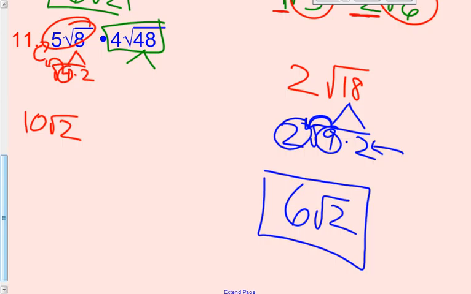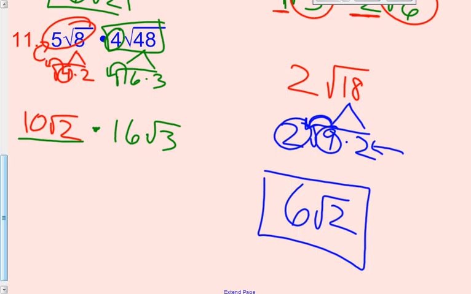Looking at my notes here. Yep, 16 times 3. So we have 16 multiplied by 3. The square root of 16 is 4. And then when I multiply it by this 4, I get 16 square root 3. So I'm multiplying 10 square root 2 times 16 square root 3.